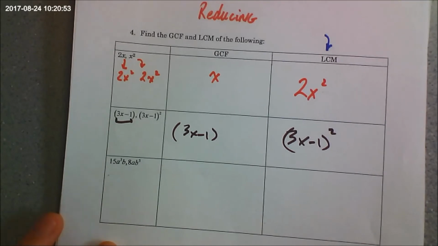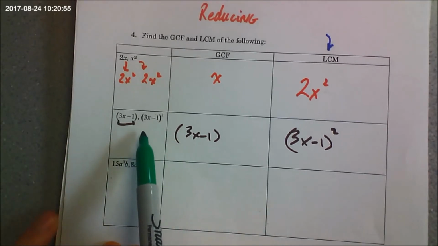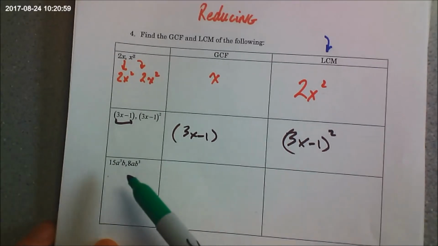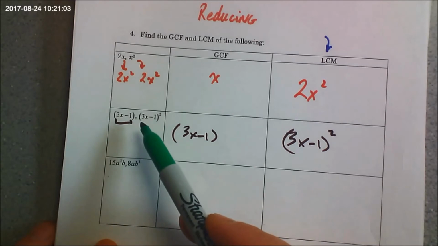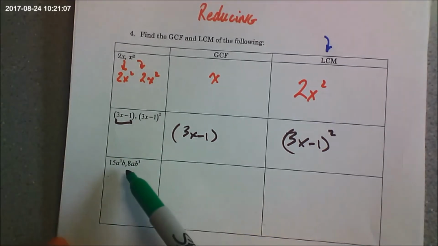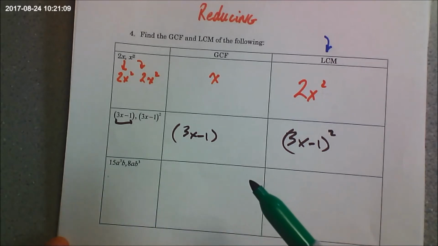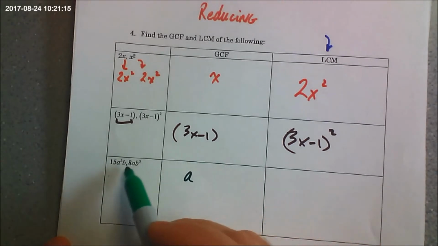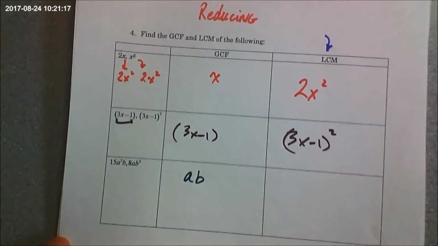I was surprised when I looked at your homework. A lot of people got this one right, but a lot of people messed this one up. To me, this one's easy, and this one is confusing. What's the greatest common factor of 8 and 15? 1. Nothing goes into both. But a and a cubed, that would be a, and they both share a b in common, right? So that's the GCF.